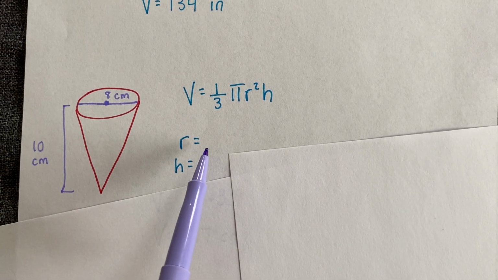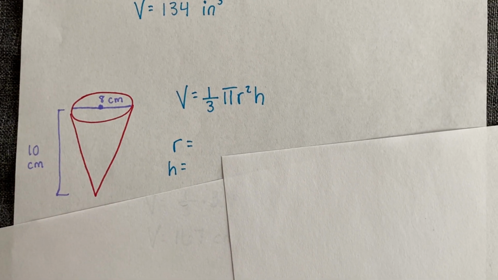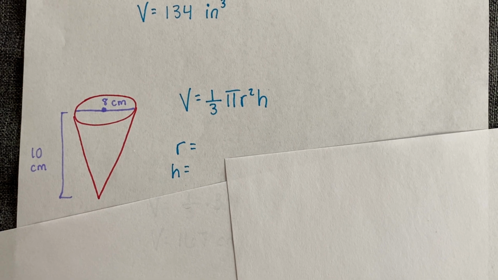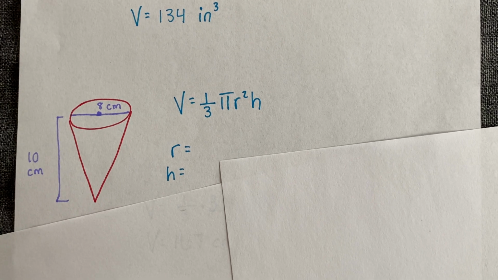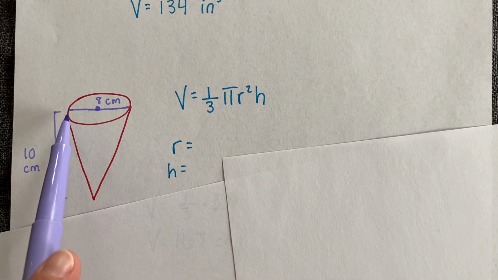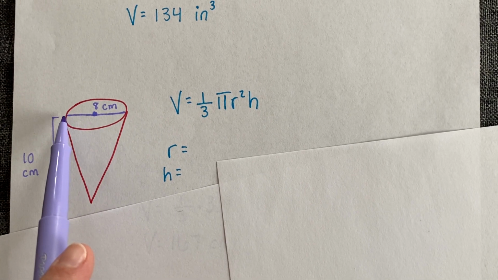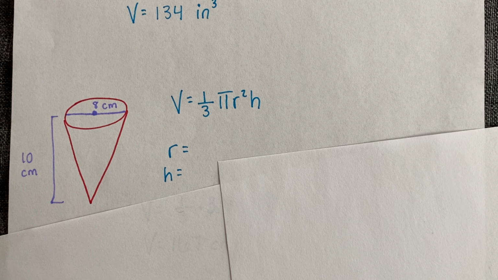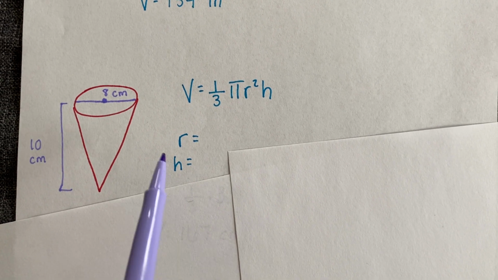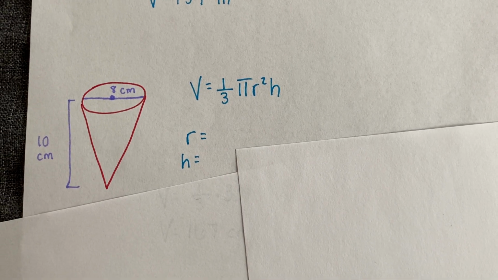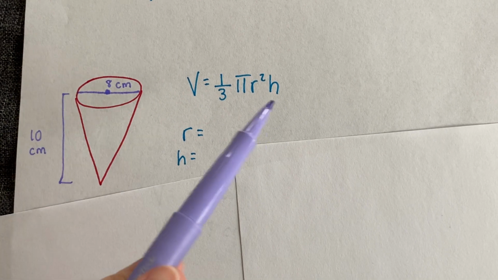My radius. Does this picture show us the radius right off the bat? No, it does not. It is actually showing us, what is this called right here? To go from one side of the circle, measuring to the other side of the circle, what is that vocabulary word? It's not radius, it is the diameter. Yes, so this is the diameter, but do I want the diameter?